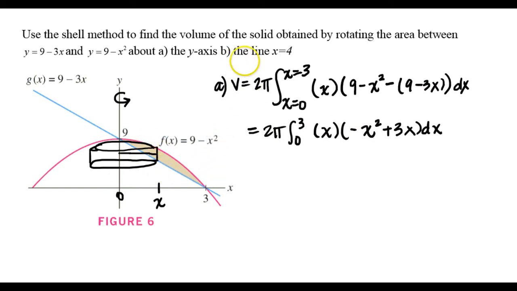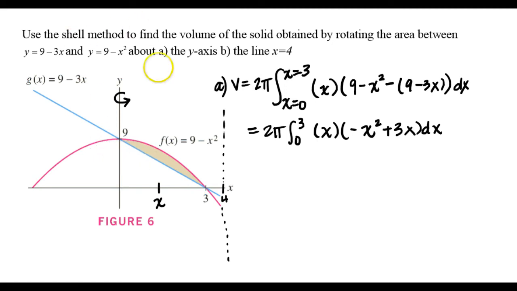And now let's see what changes if I instead try to rotate around the line x equals 4. So x equals 4 is a vertical line, and the line happens to be to the right of this particular region. So now let's erase what we have so far, and let's try to draw one of our cylinders. So I'm going to stick with choosing this x. So the x that I choose is still between 0 and 3, where the region extends from on the x-axis.